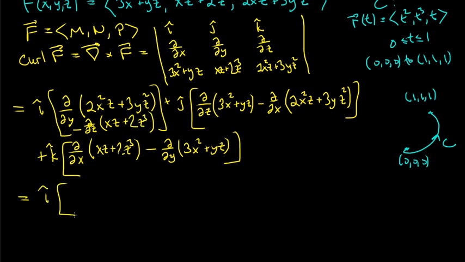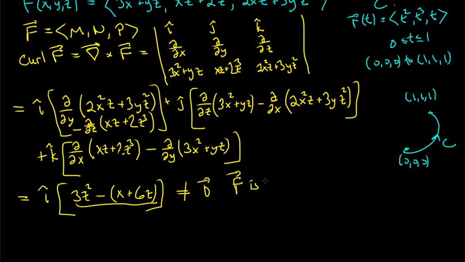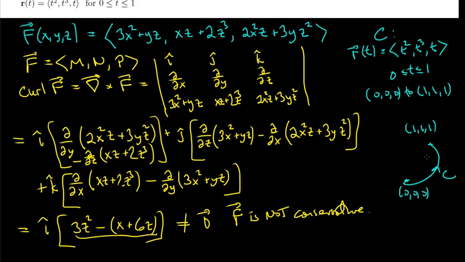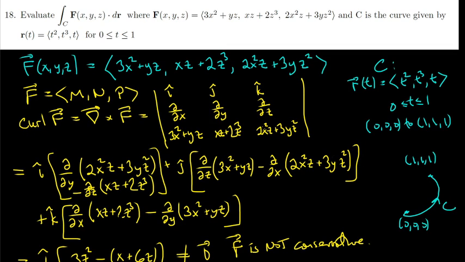All right. So the i component will be what? It's just going to be 3z squared minus x plus 6z. So this is definitely not 0. So I think we can stop right there. The curl is not the 0 vector, so f is not conservative. So we cannot use the fundamental theorem of line integrals like we did in the last problem.